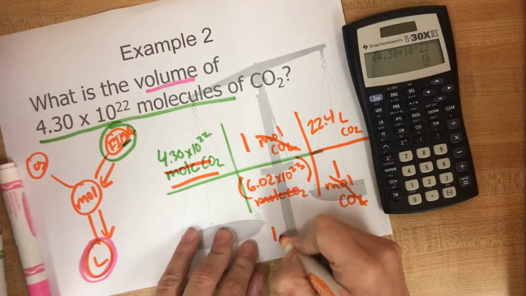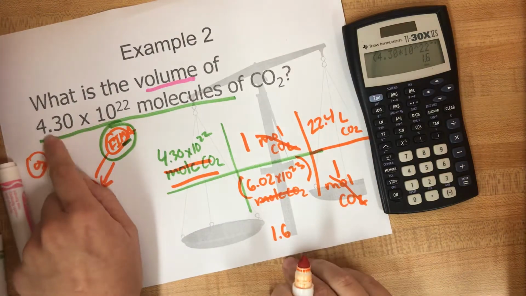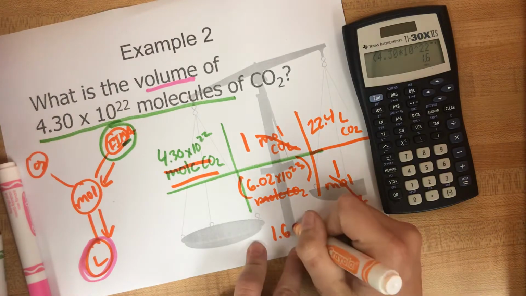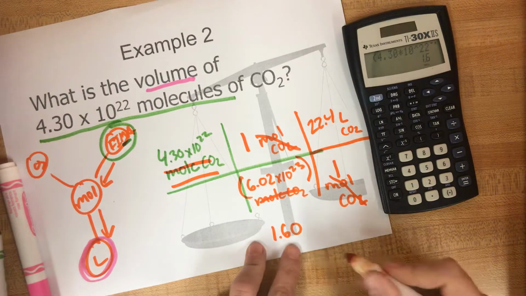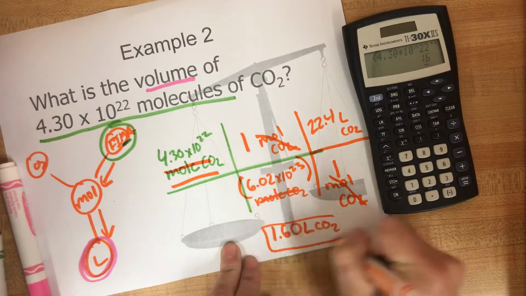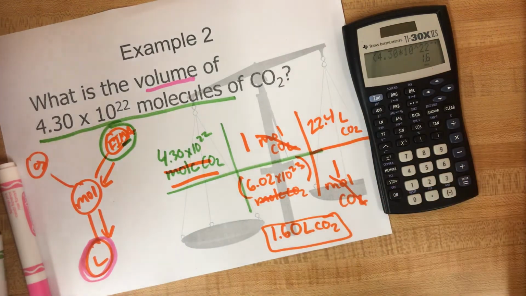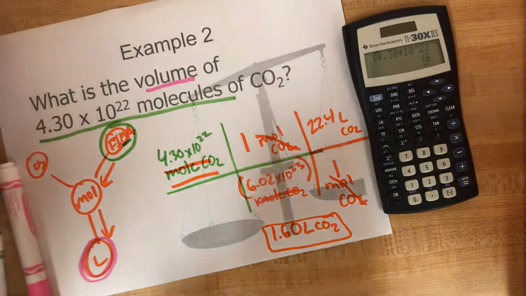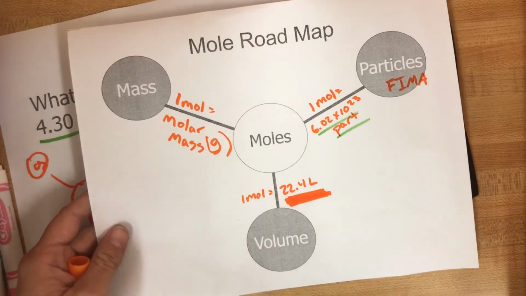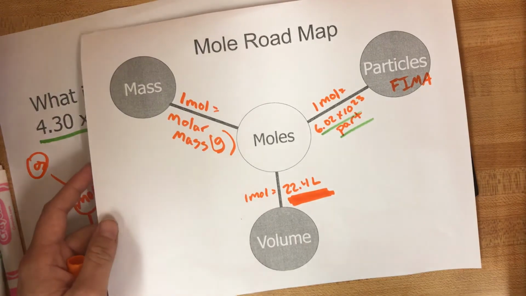1.6. Now sig figs, this has 3 sig figs, so this has to have 3 sig figs, so 1.6 is not correct. We got to add another sig fig on there, so 1.60 liters of CO2. Okay? It's all about following this guy right here. If you draw this out, if you're able to imagine it or something, and you go through the motions, it's really not that difficult.